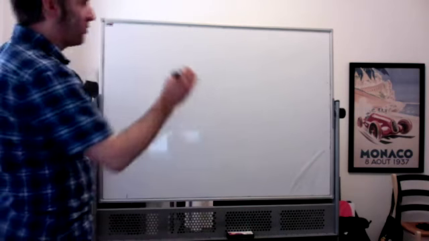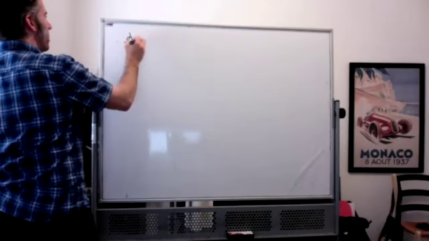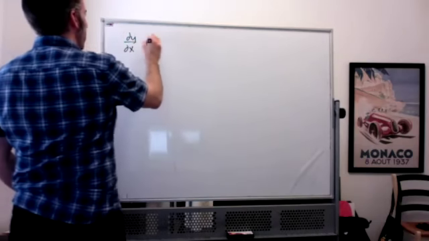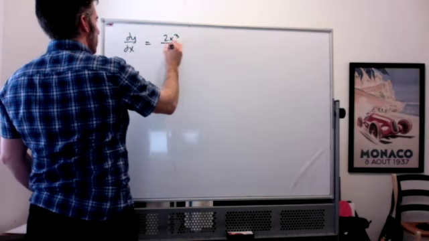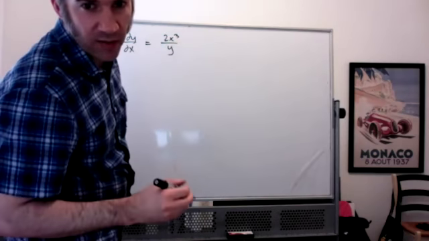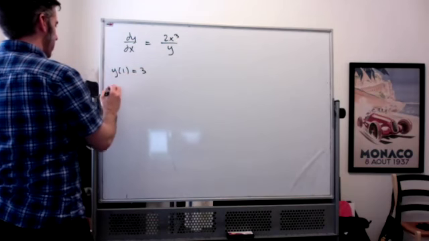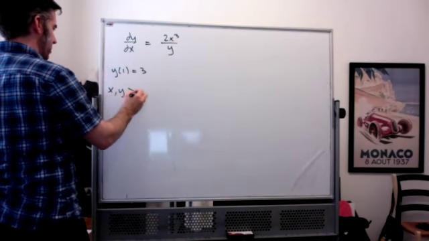So we want to solve this differential equation: dy dx is equal to 2x cubed over y. And we know that y of 1 equals 3. And we're also supposed to assume that both x and y are greater than 0.